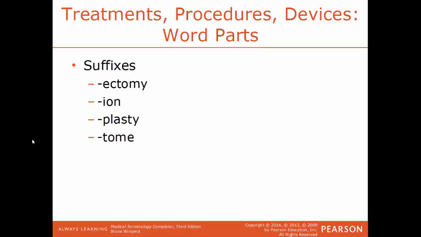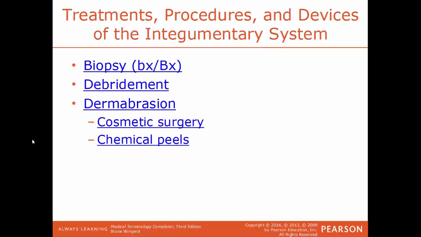See some suffixes. Ectomy is the surgical removal of. The suffix ion is a process. Plasty is the surgical repair of. And the suffix tome is an instrument used to cut. Alright, next term, a biopsy. Often you'll see this abbreviated as BX, either lowercase b or capital case B. This is when a sample of living tissue is taken out of a patient to see if there is a cause of a disease or to detect the presence of a disease.